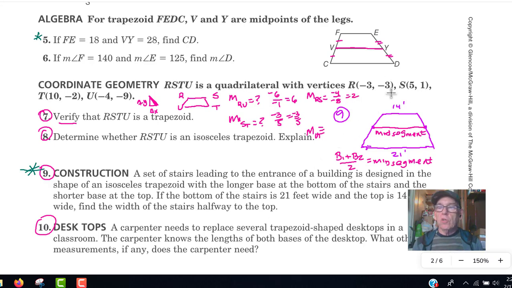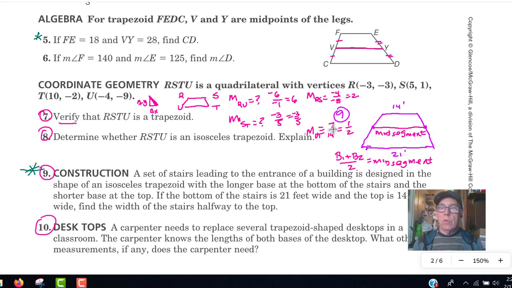Let's look at the slope of UT. So we're going from -9 up to -2. That's a rise of 7. And for the x's, we're going from -4 to 10. That's an increase of 14. Which gives us a 1/2 slope.